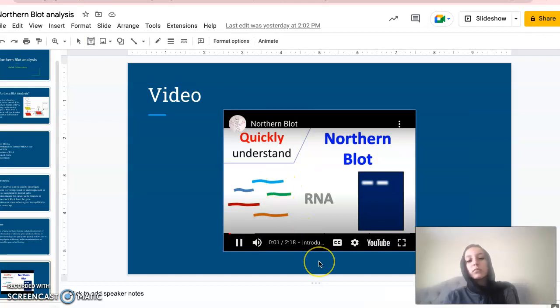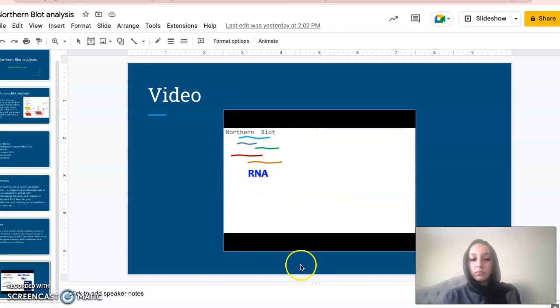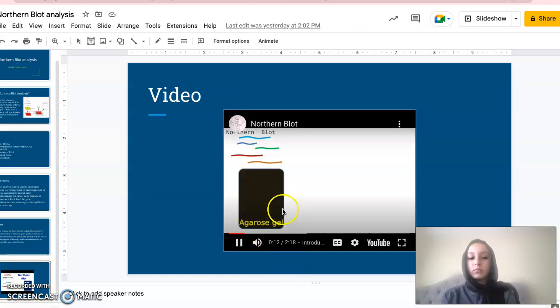Hey guys, quick biochemistry basics here. Let's talk about northern blot. Northern blot is a molecular biology technique used for the detection of specific RNA. In this technique, RNA is first.